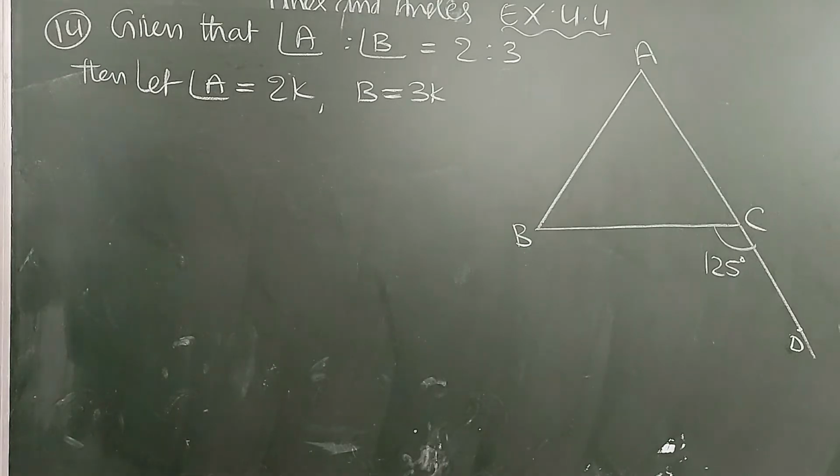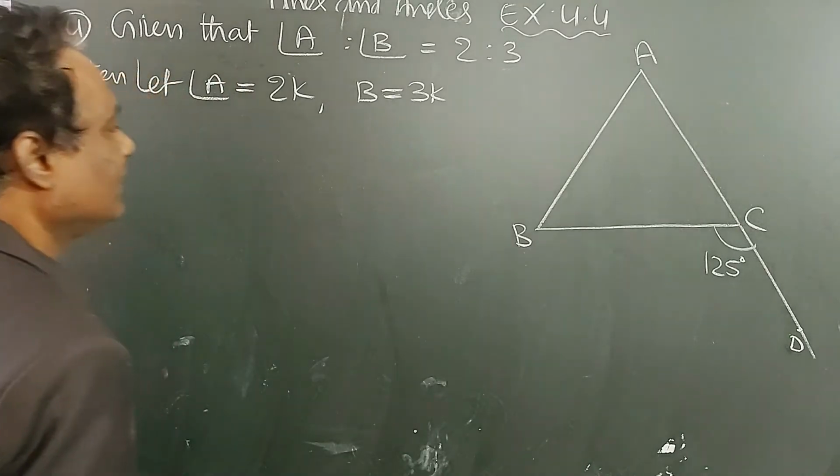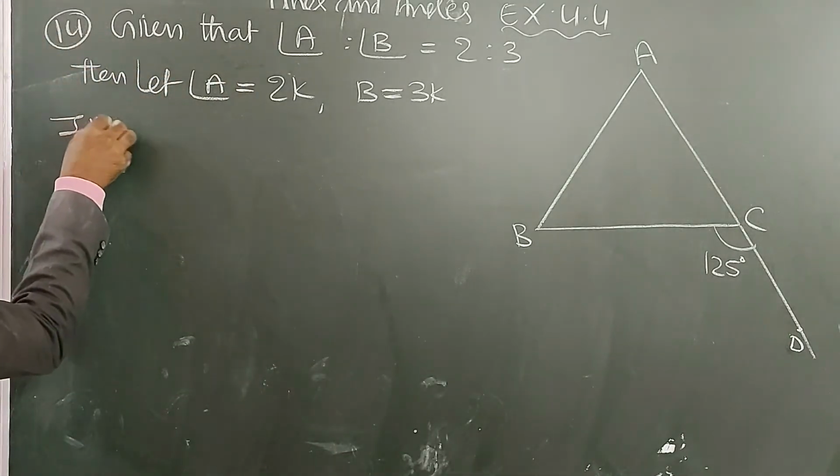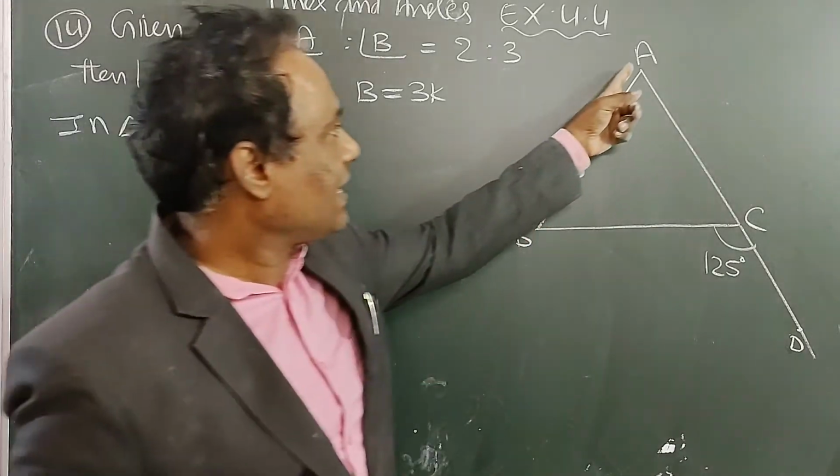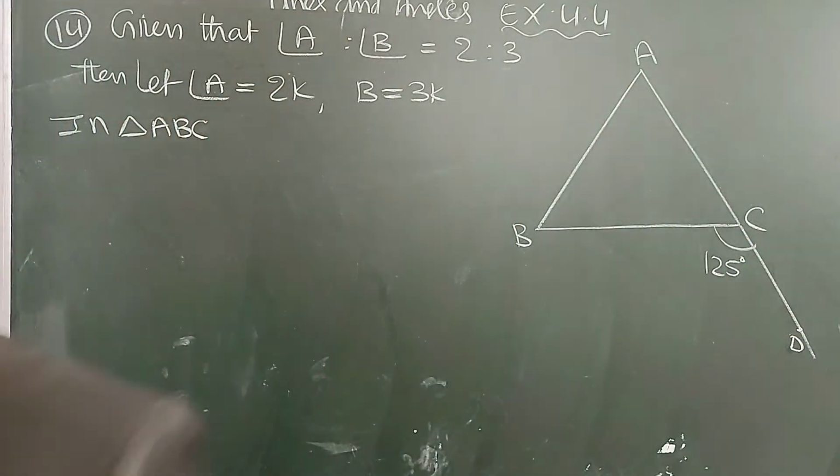Now students, see here. In triangle ABC, side AC is produced.